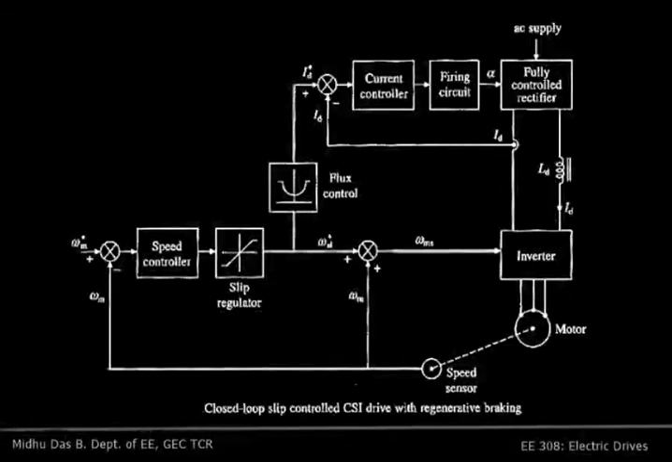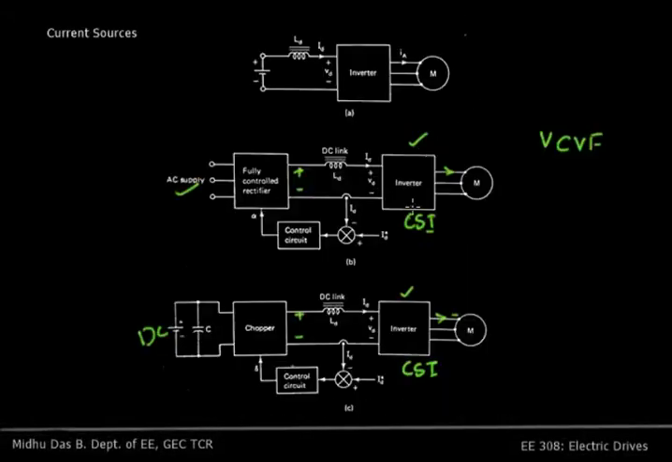We'll see how regeneration is taking place in a current source inverter. You can see here in this scheme, this is a CSI which is feeding a current IS to the induction motor. So when it goes to regenerative braking mode, it is not possible to reverse this current. IS will be maintained in this direction itself. So instead of reversing this IS, the voltage here will be reversed. So here it will be minus and here it will be plus.